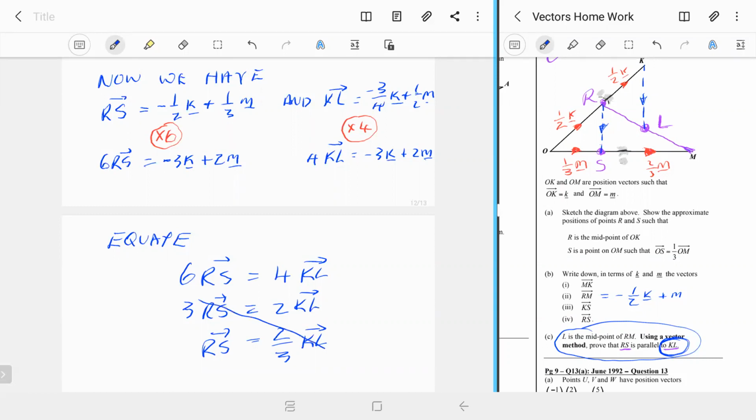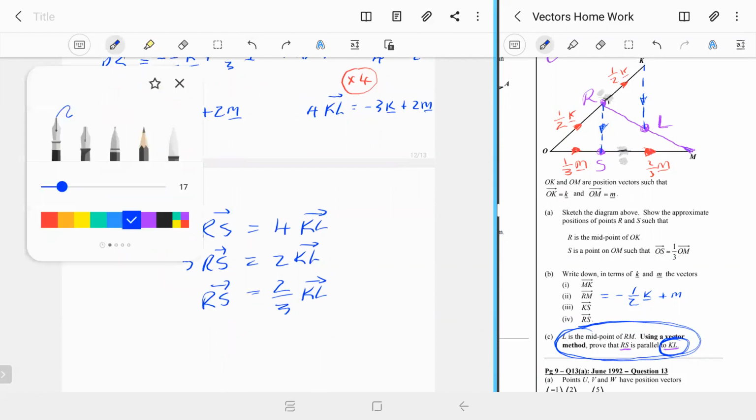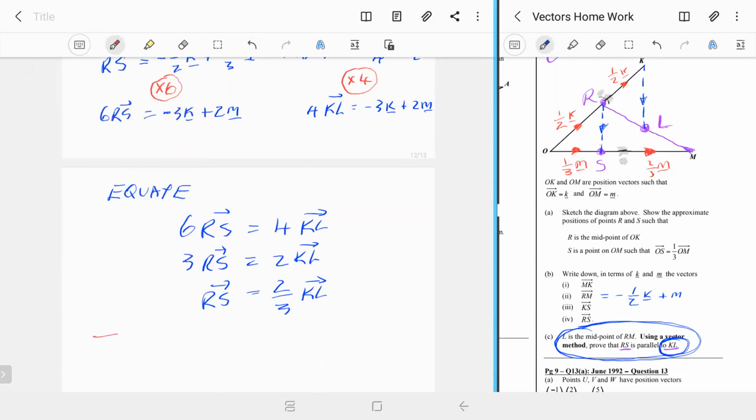But we never have to go any further, because we already know that one is a multiple of the next. So they're parallel. But if you wanted to simplify it down to that, you could do that. And then write a conclusion that implies that RS, no matter which one you name first, is parallel to KL. That's what it means, because one is a multiple of the next. So the two lines are parallel.